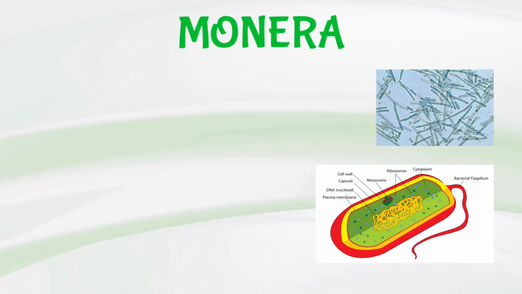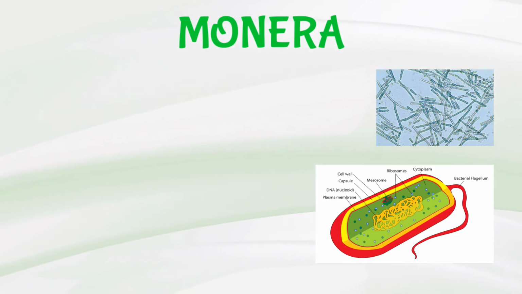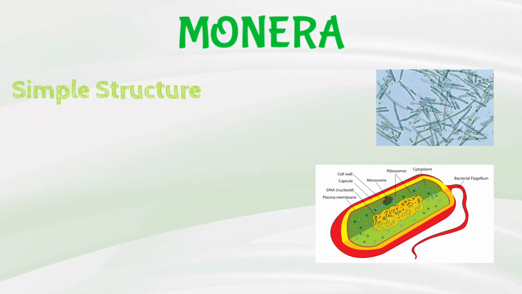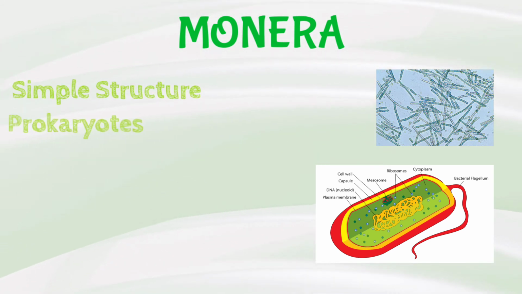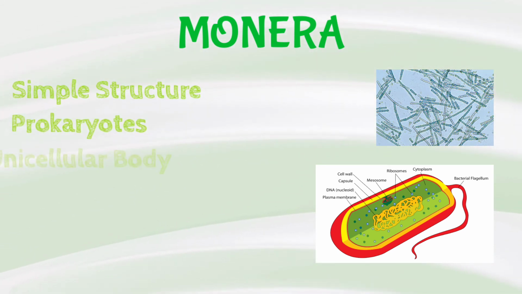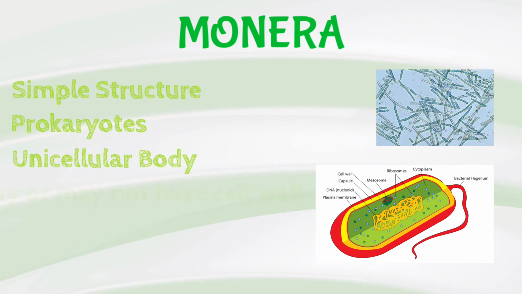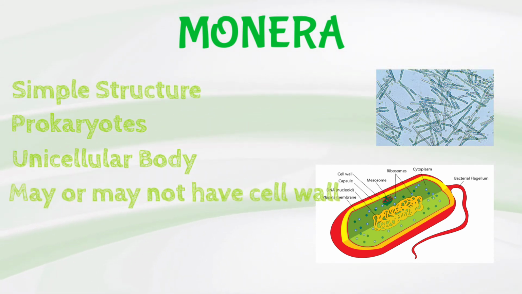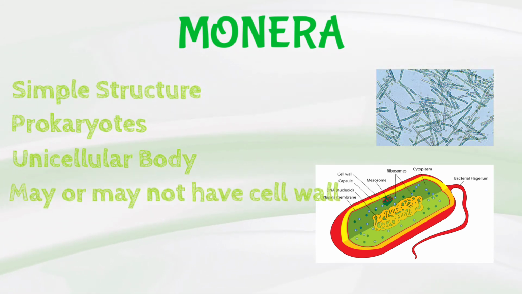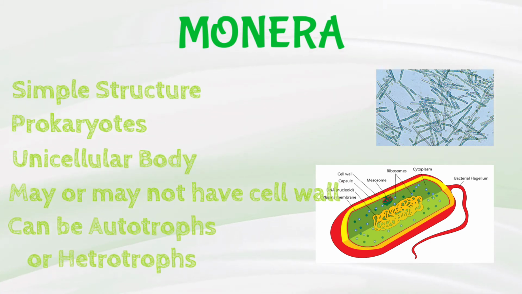Blue-green algae and bacteria lie in this category, and they don't have a very complex body design. They don't have a proper nucleus, they don't have a multicellular body design, some of them may or may not have cell walls, and they may be heterotrophs or autotrophs.